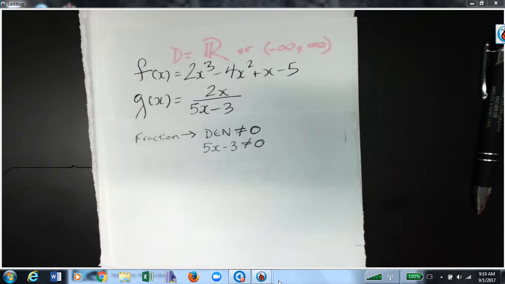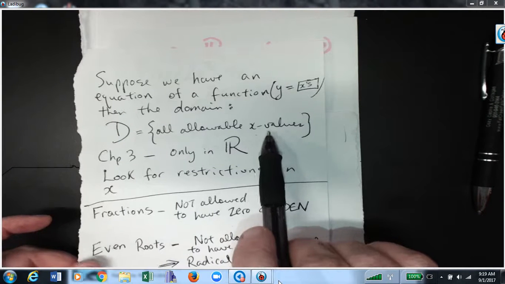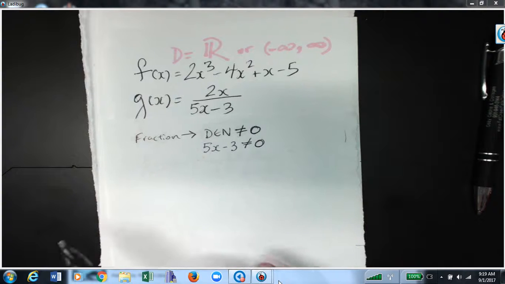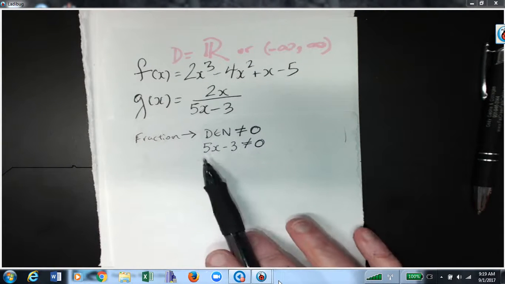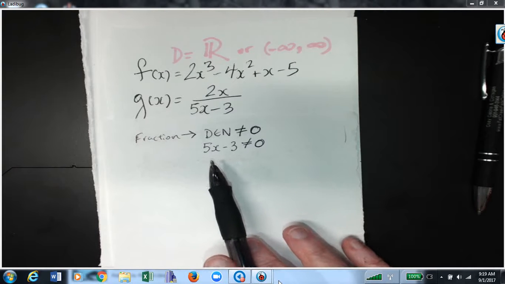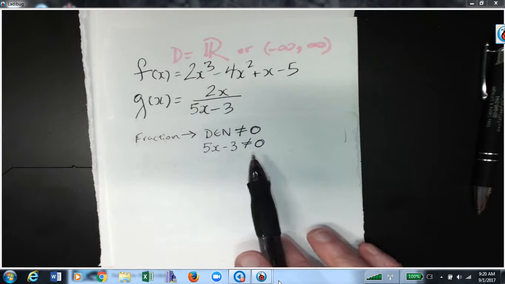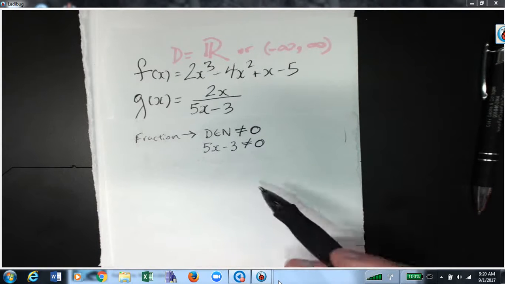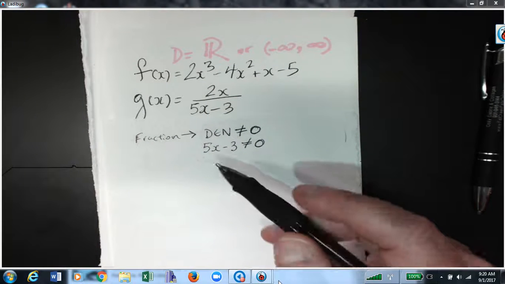But if we're going to say what the domain is, the set of all allowable x values, we have to express this as what x is allowed to be. And so in order to get what x is allowed to be, I need to exclude where I get in trouble. And this is not telling me what x is not allowed to be. This is telling me that I can't have 5x minus 3 being equal to 0. So I need to isolate this in terms of x. So I need to change this equation, or this non-equation, and get x by itself.